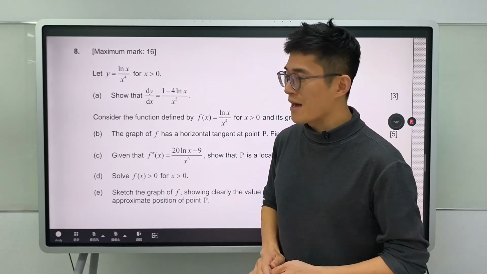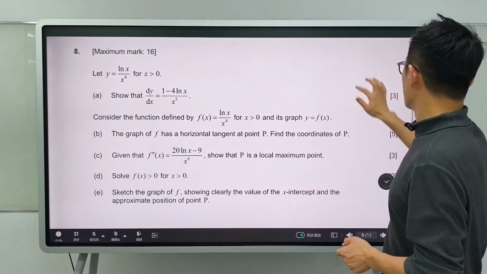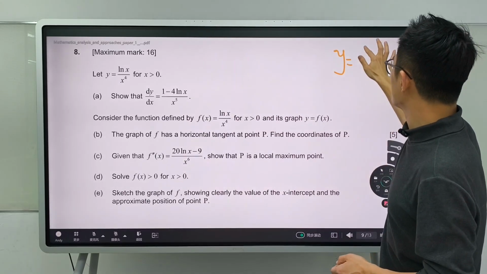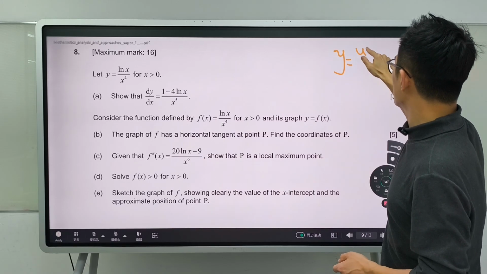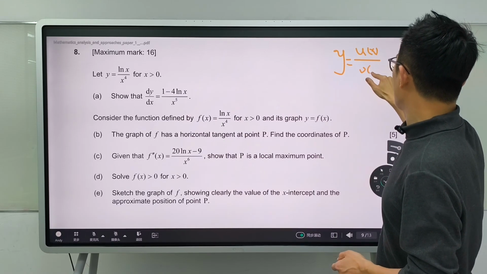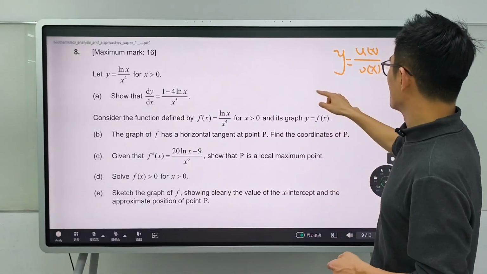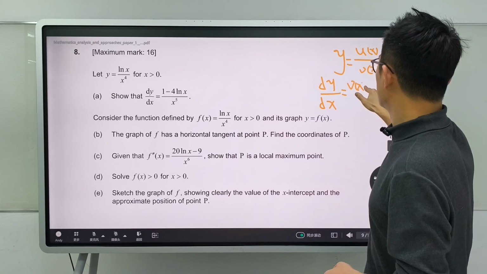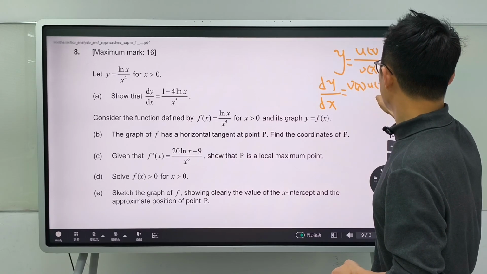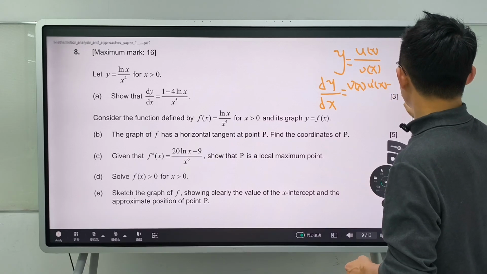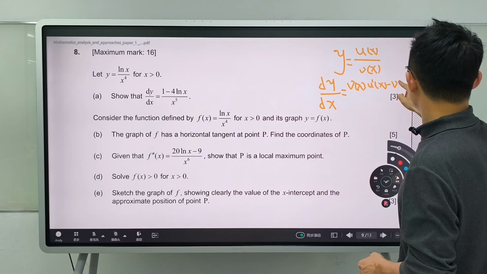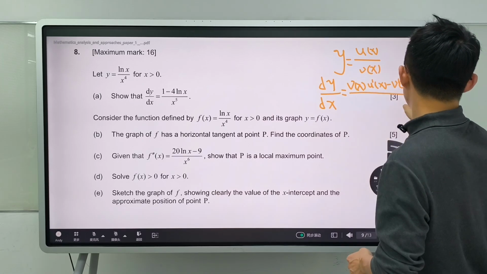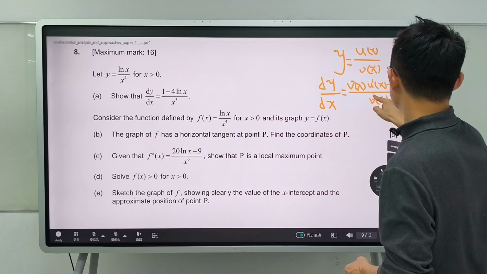The quotient rule tells us that when you have y equals u of x over v of x, and you differentiate with respect to x, you can say dy over dx equals v of x multiplied by u prime of x, and then minus v prime of x multiplied by u of x, and the whole thing over v of x squared.